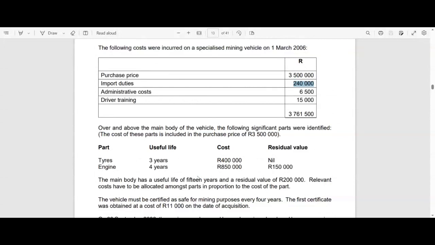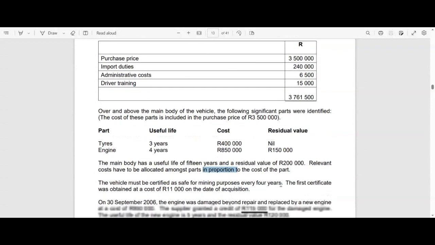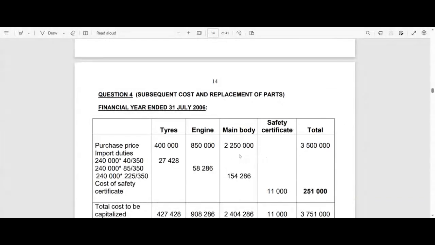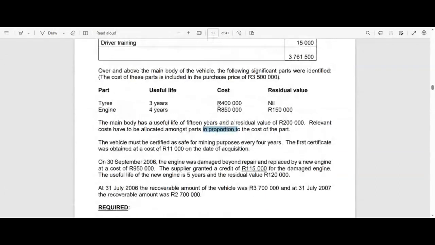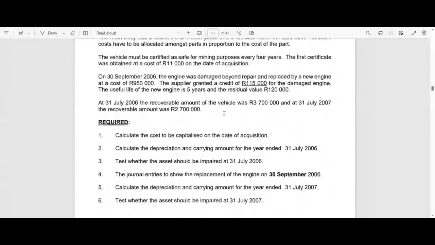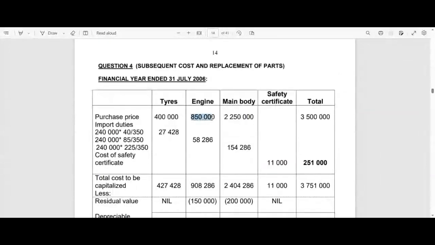And we also know that the method that the accountant has decided upon is to allocate it proportionally, if you wish, right? Means the same thing, proportionally or in proportion to the purchase price of the part. So let us go and see how we do that, ladies and gentlemen. So we now, first of all, have our purchase price, right? We have the purchase price of the tires, which we saw was 400,000 there. The purchase price of the engine, which was 850,000 there.